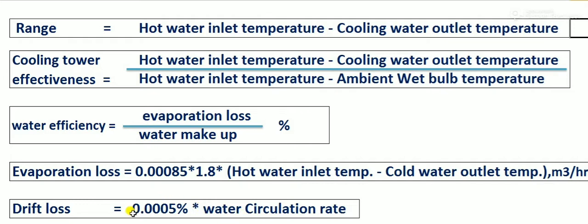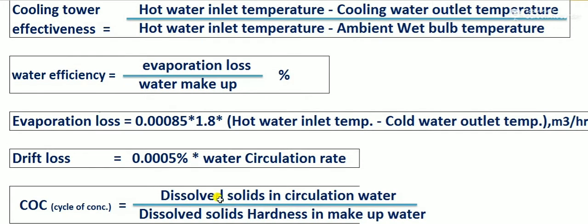And the drift loss factor is based on the efficiency of the drift eliminators. In the conventional case, in the Perry book, we have seen 0.1 to 0.2% of the water circulation rate. Here we have a good drift eliminator, and we also consider that drift loss is presently less, so we are taking this value.